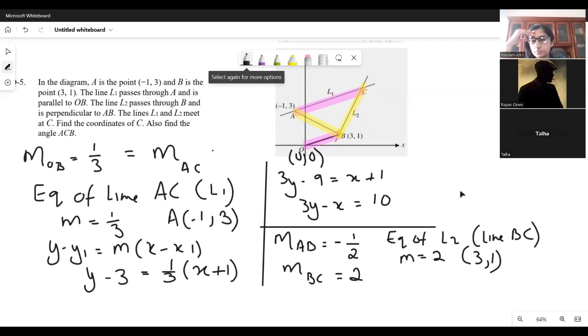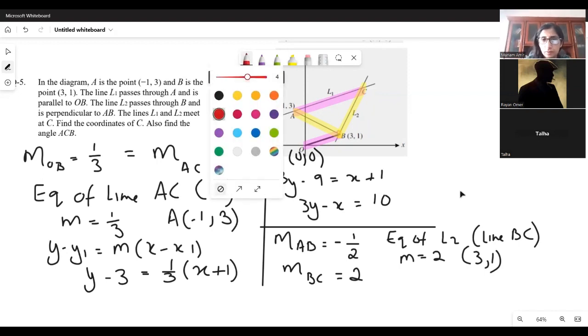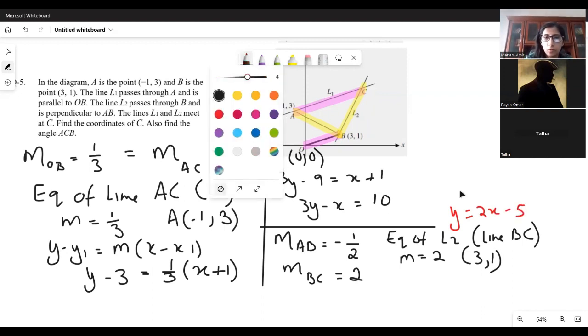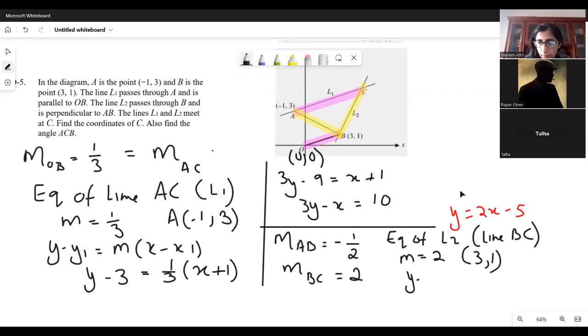y is equal to 2x minus 5. Let's see. You're saying y equals 2x minus 5. Okay, so I'm going to use the point-slope form. y minus 1 equals 2(x minus 3). So that is y equals 2x minus 6 plus 1, which is 2x minus 5. Okay, so that is the equation of L2.